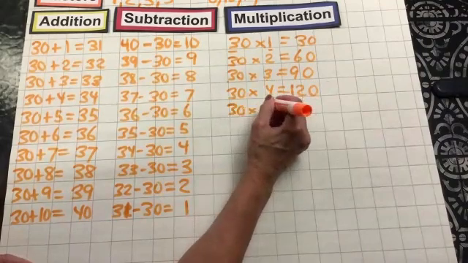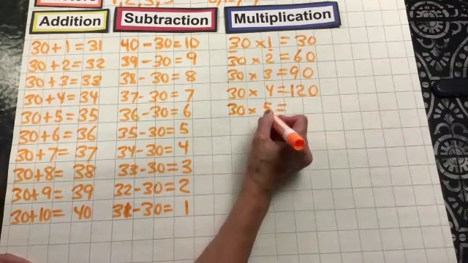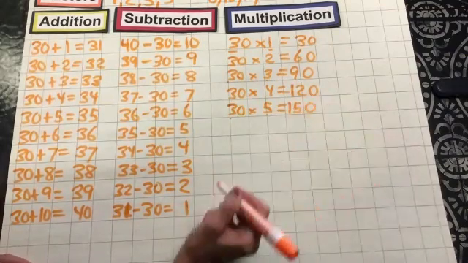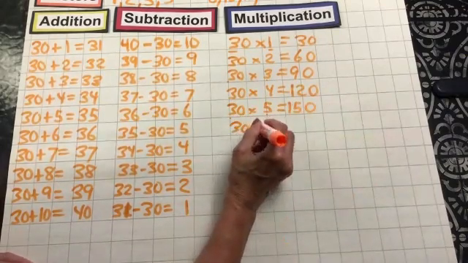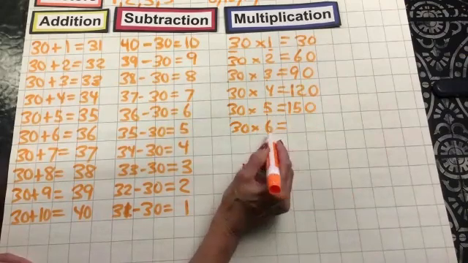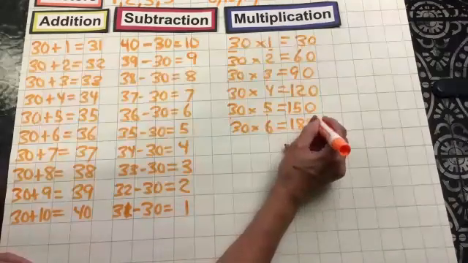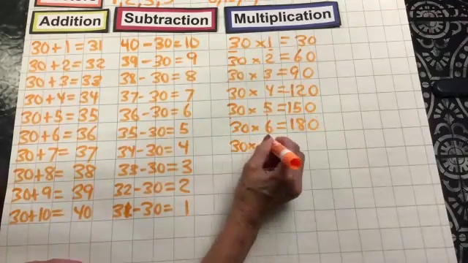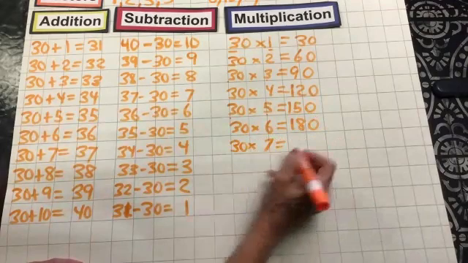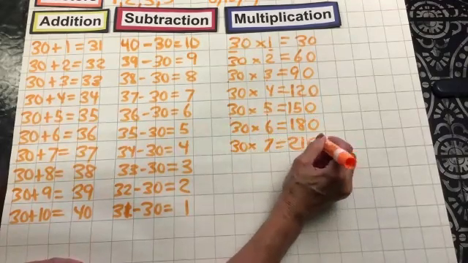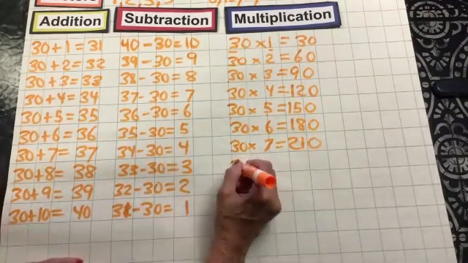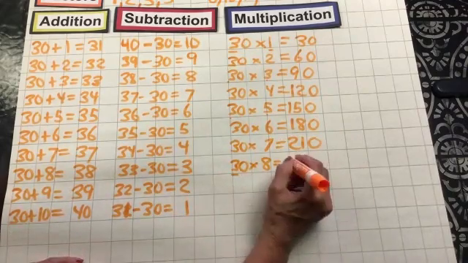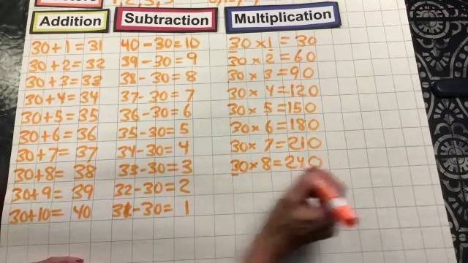30 times 5 equals 5 times 3 is 15 with a 0. 30 times 6 equals 6 times 3 is 18 with the 0. 30 times 7 equals 7 times 3 is 21 with the 0. 30 times 8, 8 times 3 is 24 with the 0.